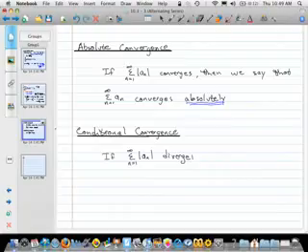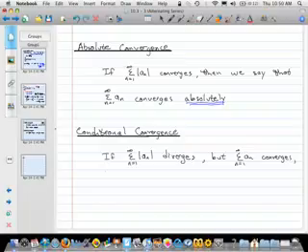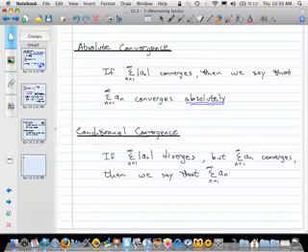So if the absolute value one diverges, and I'll do an example of this in the next segment, but the sum from n equals 1 to infinity without the absolute value, if that converges, then we say that the sum from n equals 1 to infinity of a sub n converges conditionally.